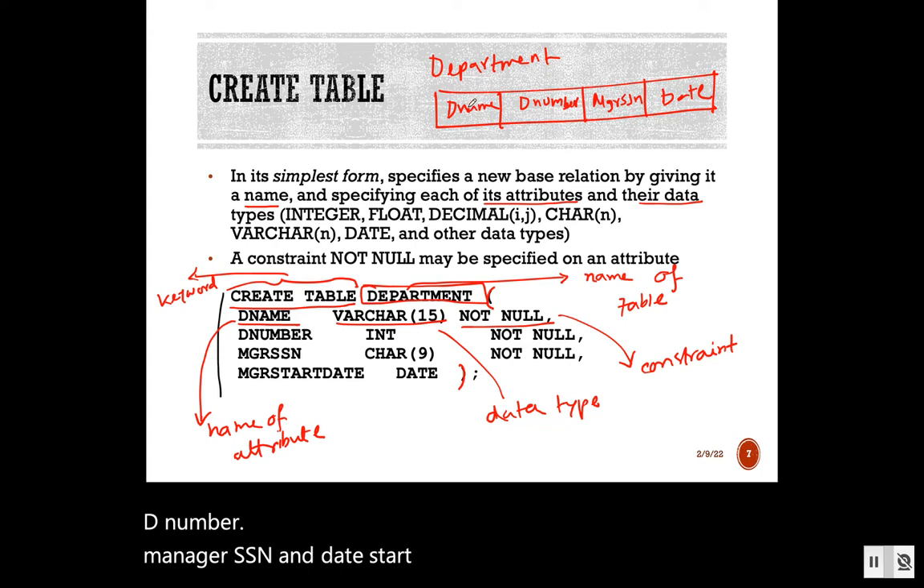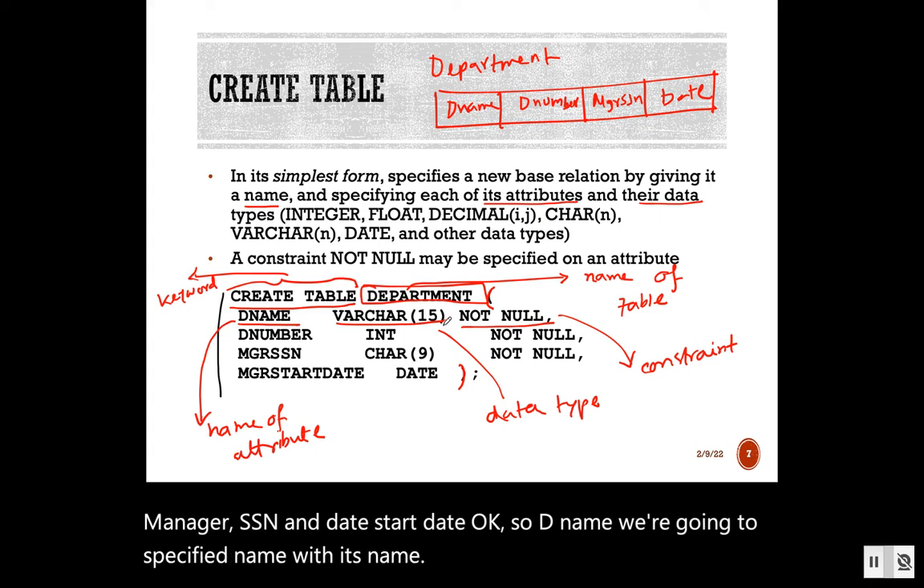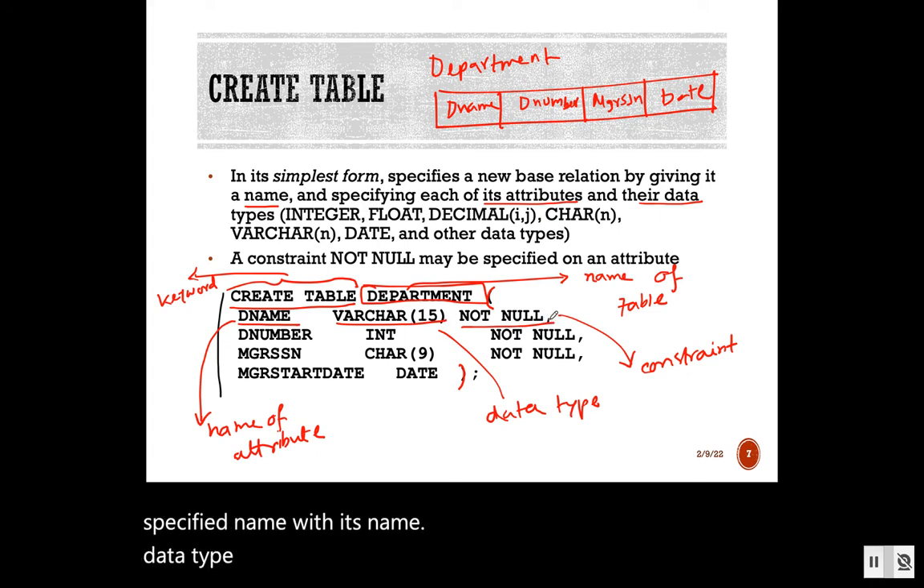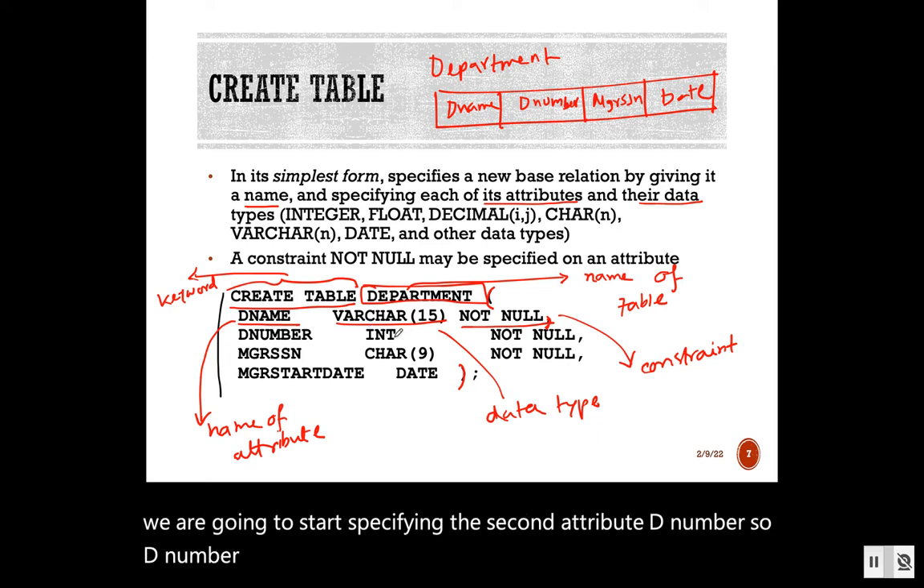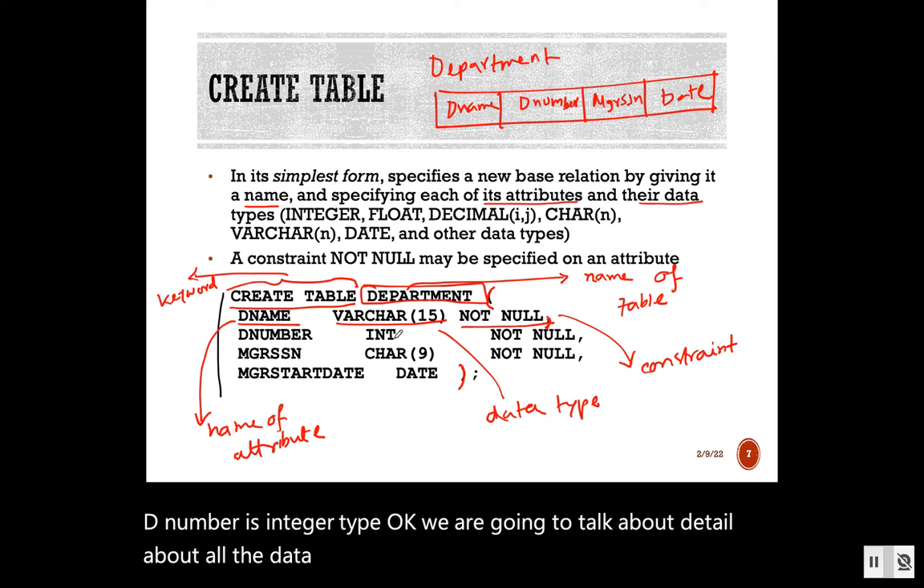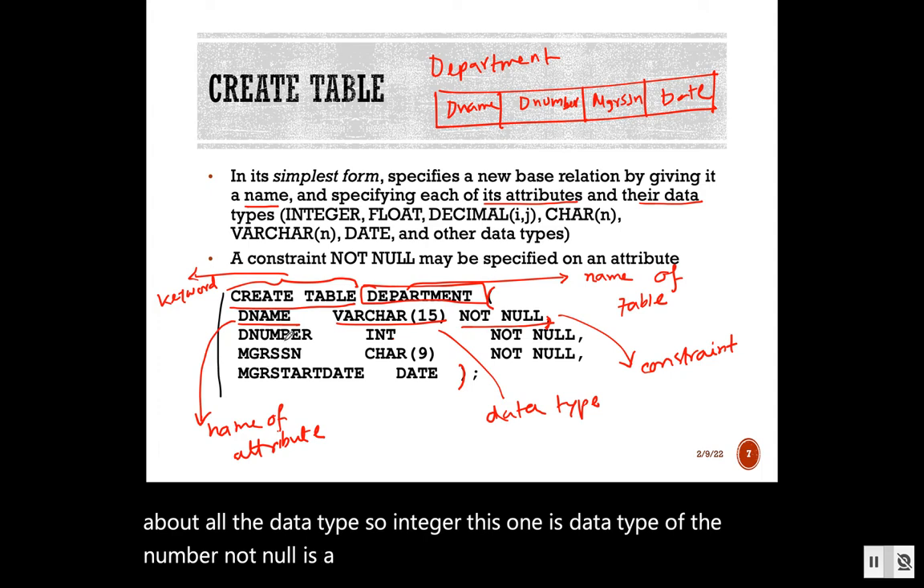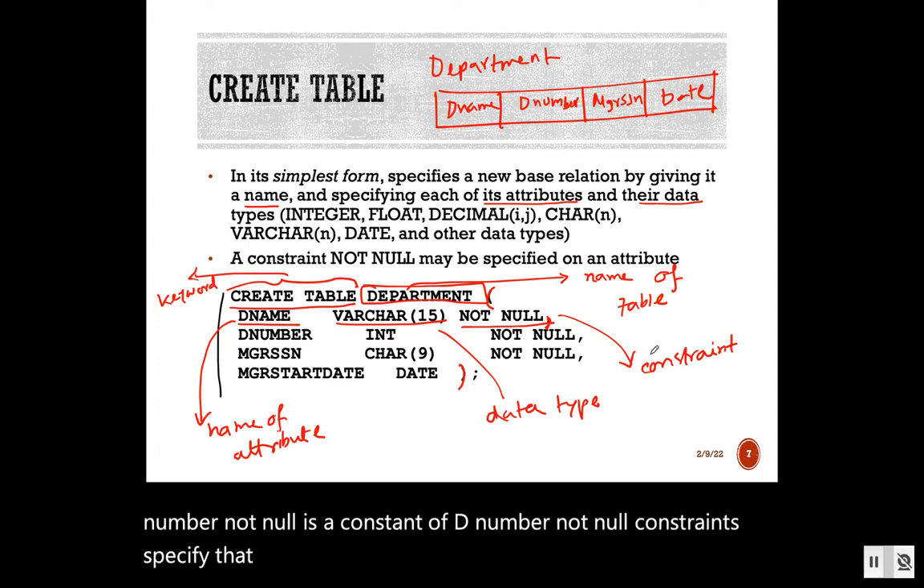So dname, we are going to specify with its name, data type, and constraint. Then we give this comma, then we start specifying the second attribute, dnumber. So dnumber is integer type. We are going to talk in detail about all the data types. So integer is the data type of dnumber. Not null is a constraint of dnumber. The not null constraint specifies that the value of this attribute cannot be null.